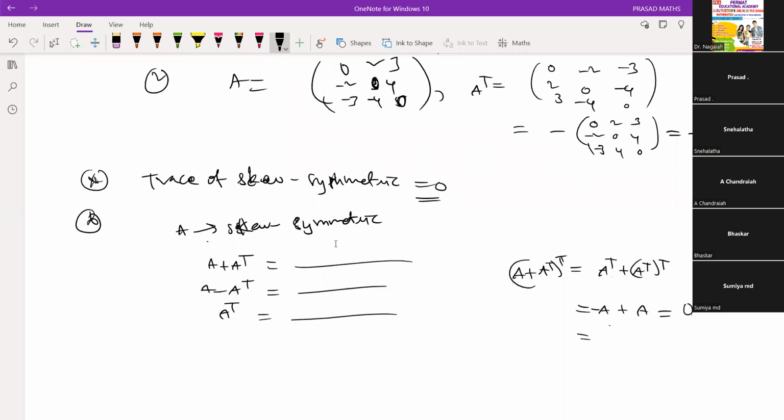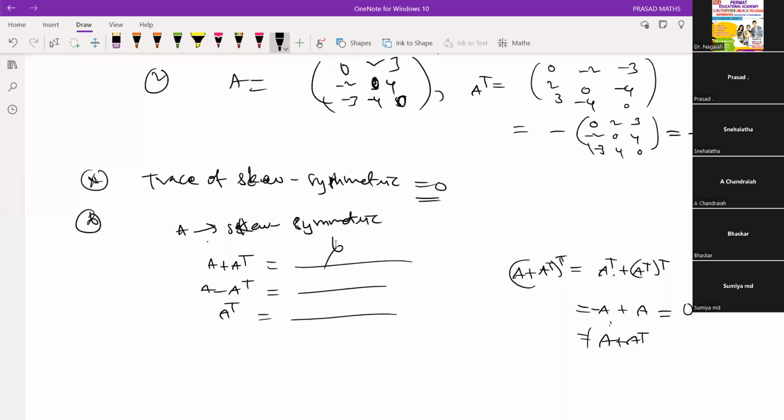Is it clear? This A transpose is minus A because A is a skew symmetric matrix. This A transpose whole transpose is nothing but A itself. Therefore, A minus A is nothing but zero. Therefore, this cannot be A plus A transpose. Therefore, it may not be a skew symmetric matrix unless it is a zero matrix.